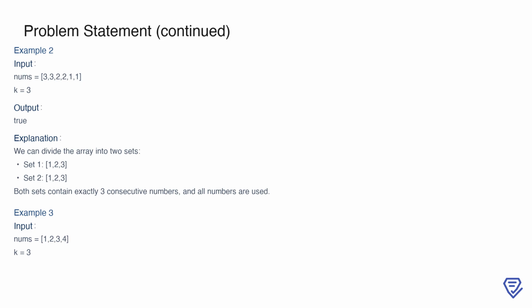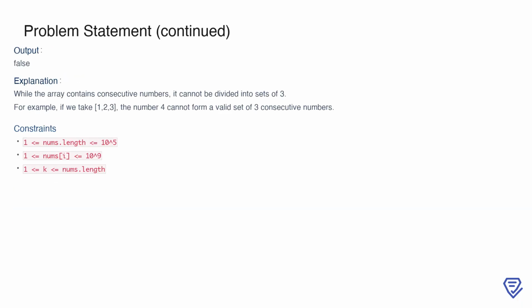However, let's examine a different situation where nums is 1 2 3 4 and k is 3. In this case, the output is false. Although the array contains consecutive numbers, it's not possible to divide it into sets of size 3. For example, if we try to form the set 1 2 3, the number 4 is left over and cannot form a valid set of 3 consecutive numbers. Since we cannot use all the numbers in the array to create sets of size k, the result is false. To solve this problem, we must carefully ensure that the array can be divided into sets of exactly k consecutive numbers, with no leftover elements.